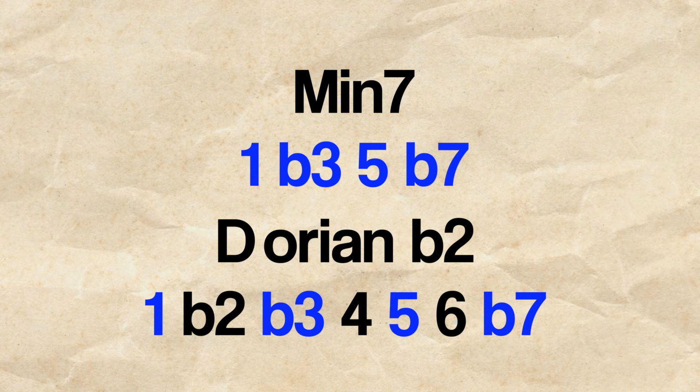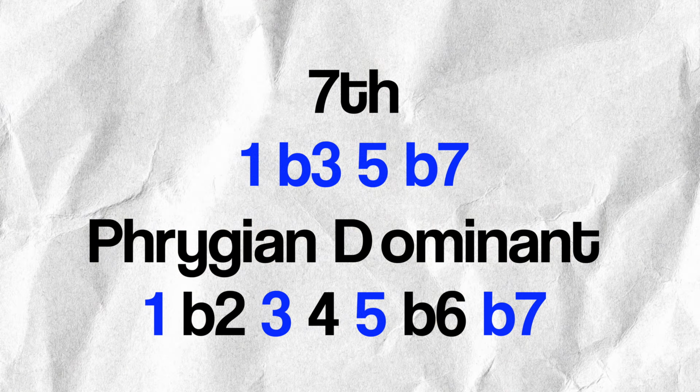I'll show you another example that works perfectly well against this chord progression. We're going to be using D Dorian flat 2, which is the second mode from melodic minor, and it works perfectly over a D minor 7, but already starts adding a little bit more spice than your typical Dorian. We're going to be using G Phrygian dominant over the top of the G7 chord, and this is the 5th mode of harmonic minor.